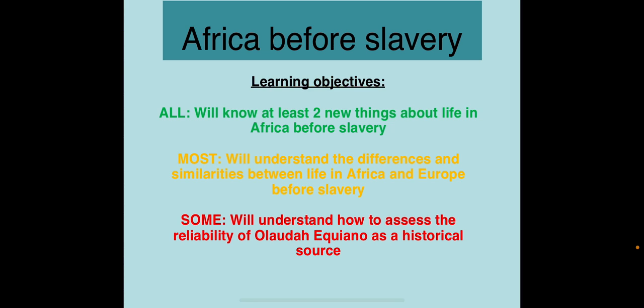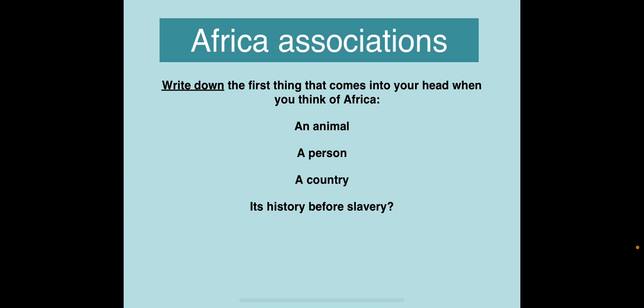So the aims for this lesson are hopefully that you will know at least two things about life in Africa before slavery. Most of you will also understand the differences and similarities between Africa and Europe before slavery, and some of you will understand how to assess the reliability of someone called Olaudah Equiano as a historical source.